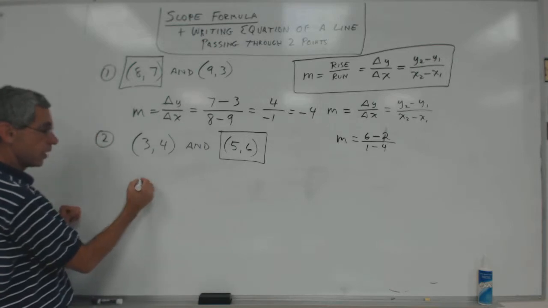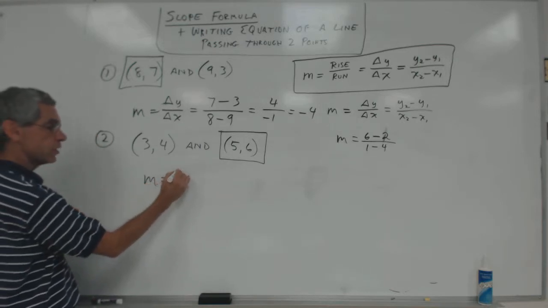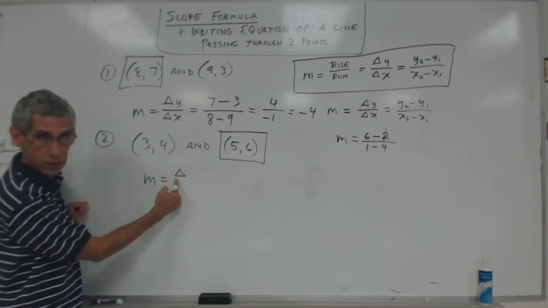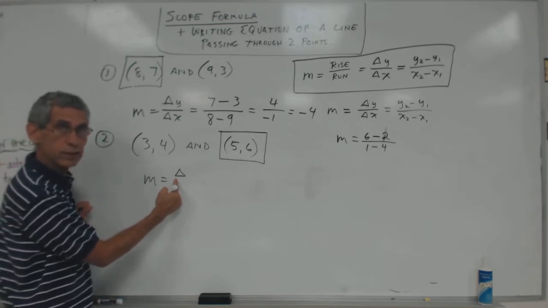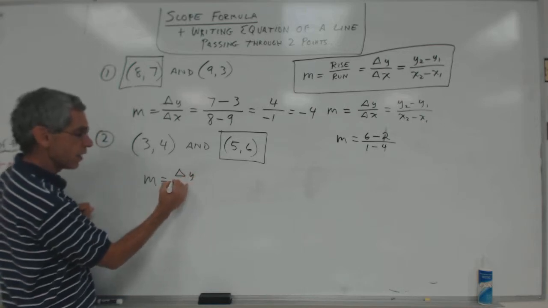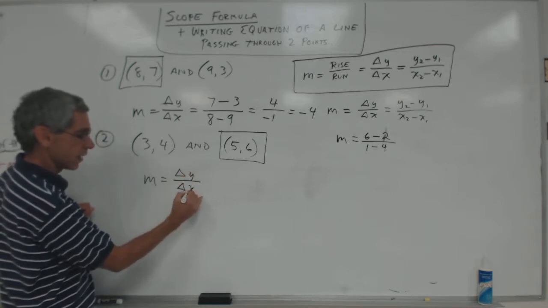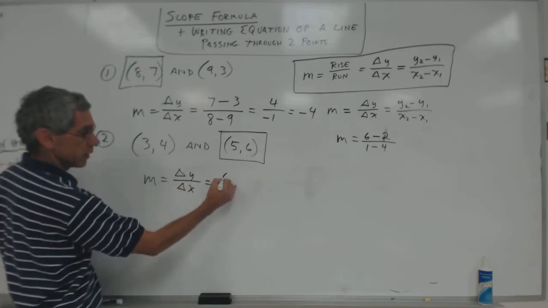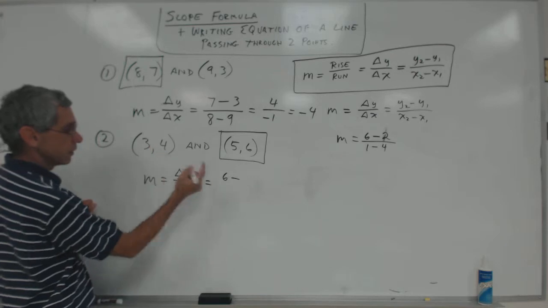It always tells me. I write m is equal to, and I put the change in y. That triangle means change. It's called delta. It's a Greek symbol, but in math it means change. The change in y over the change in x. So I start with the one in the box. That's 6 minus, and then it's a 4.